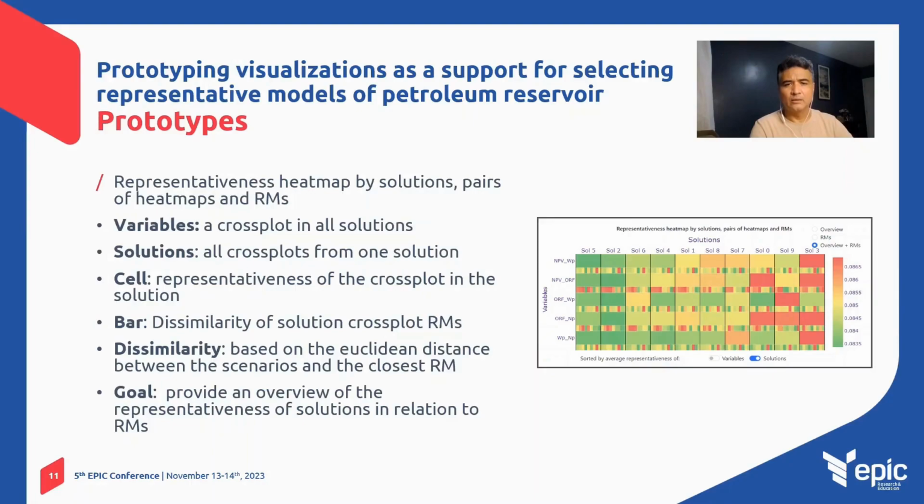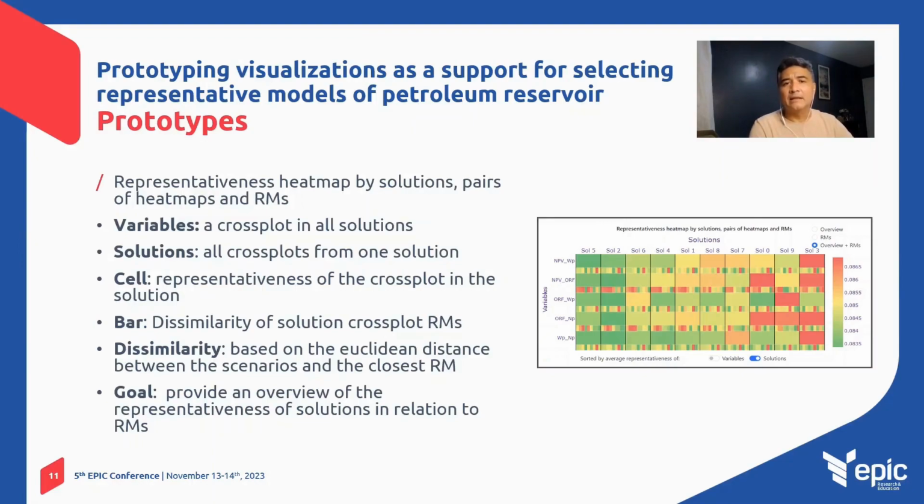On the x-axis, we can observe the variables and their corresponding values. We have the representation of a crossplot in all solutions. On the y-axis are the solutions. In this case, we see the representativeness of all crossplots of a solution. Every cell of this heat map is clickable, generating the action of providing details about the solution or the variables involved in the solution. The objective of this prototype is to provide an overview of the representativeness of the solutions in relation to the RMs.